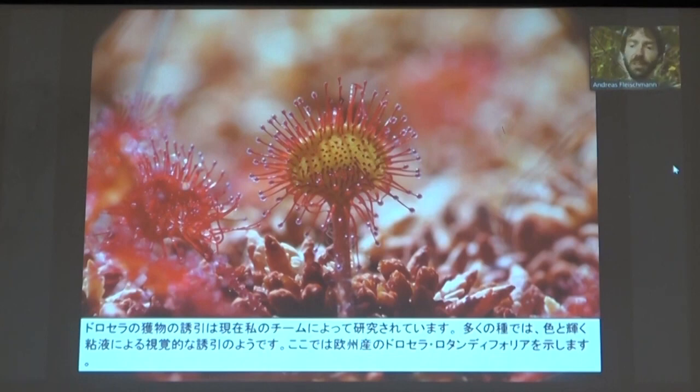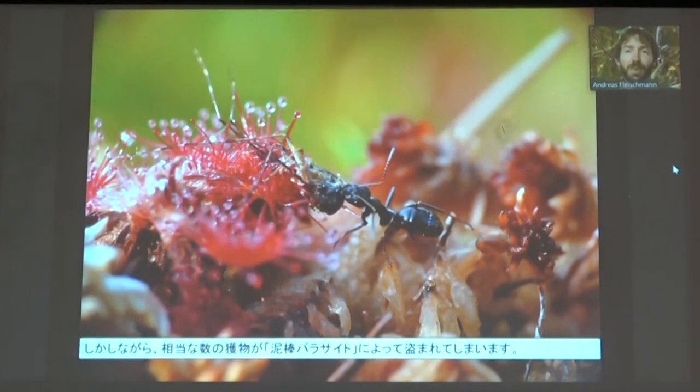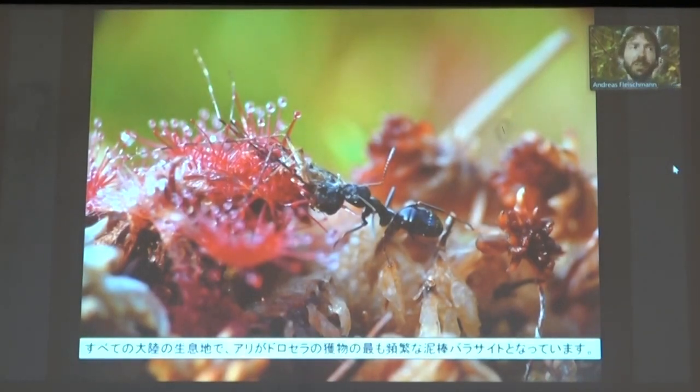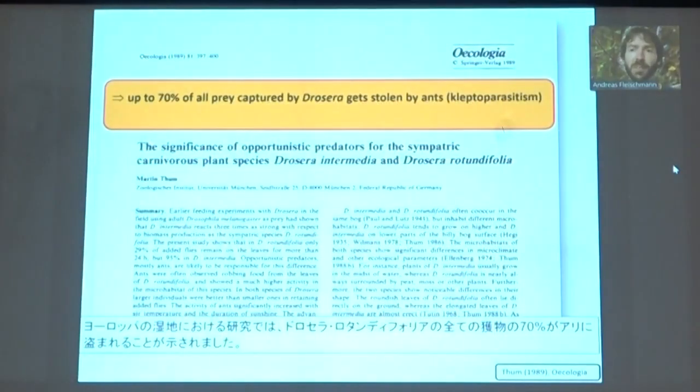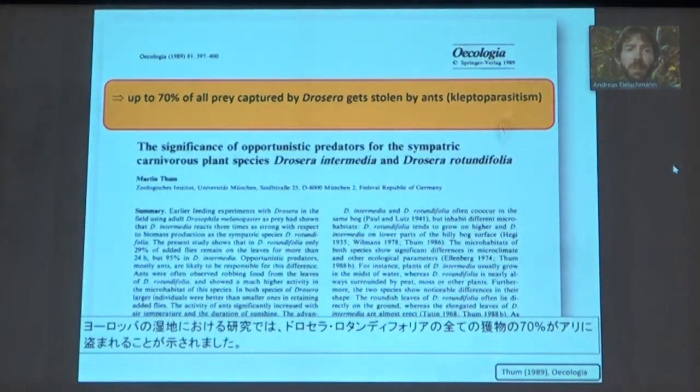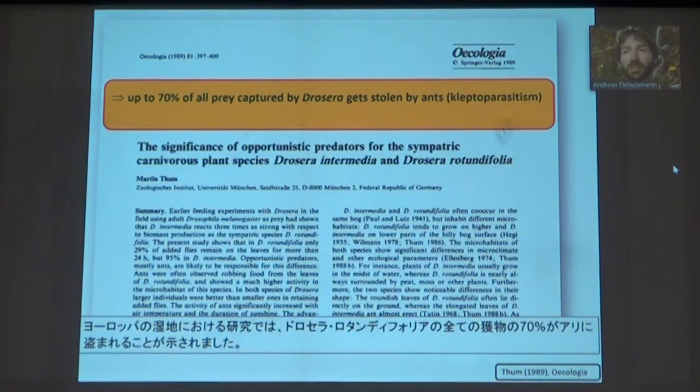You can see Drosera rotundifolia in a bog in Germany, Europe. However, a large number of Drosera prey is stolen by kleptoparasites. The most frequent kleptoparasites of Drosera prey in all habitats and on all continents are ants of various families. A scientific study has shown that up to 70% of all prey captured by Drosera leaves gets stolen again by ants. So this kleptoparasitism really has some ecological, some biological impact on the Drosera.